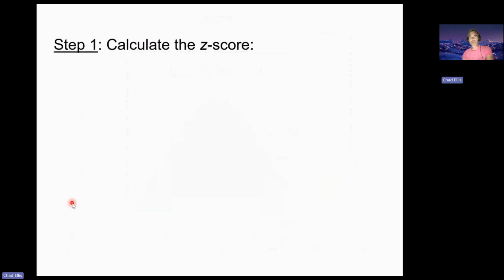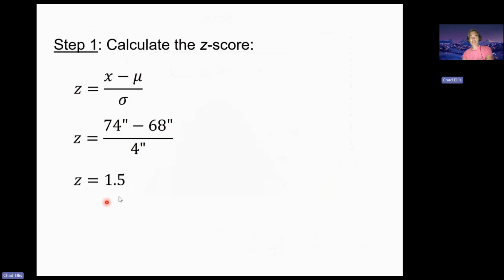So how are we going to do this? Well, the first thing we're going to do is calculate the z-score. We're going to standardize our data. So there's our formula again, where our z-score is equal to our raw data score minus the mean, divided by the standard deviation. In this case, we have a raw data score x of 74. There's our mean, there's our standard deviation. And that works out to a z-score of +1.5.